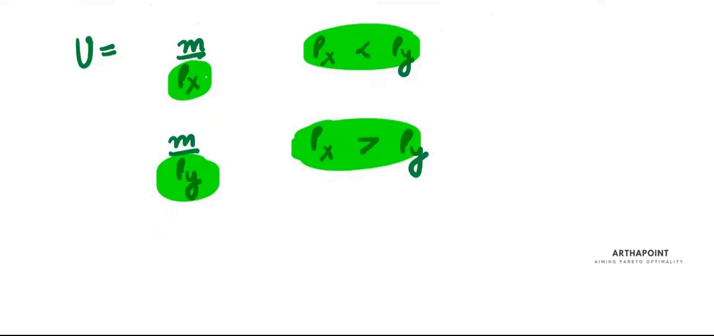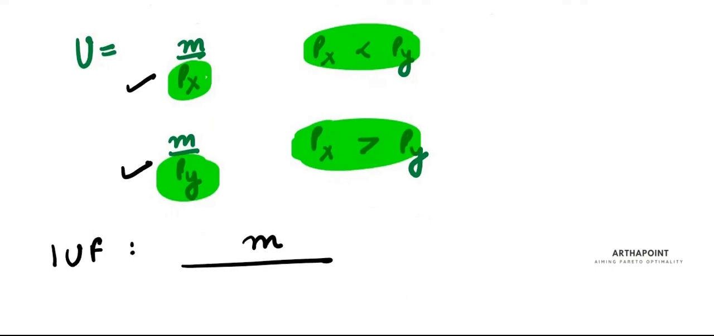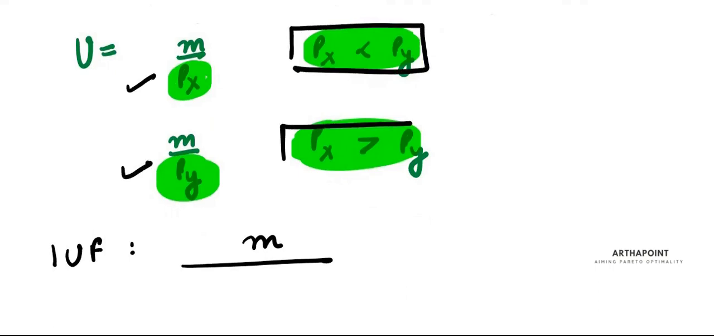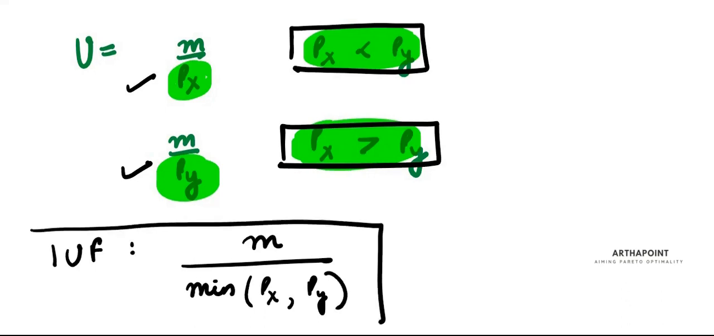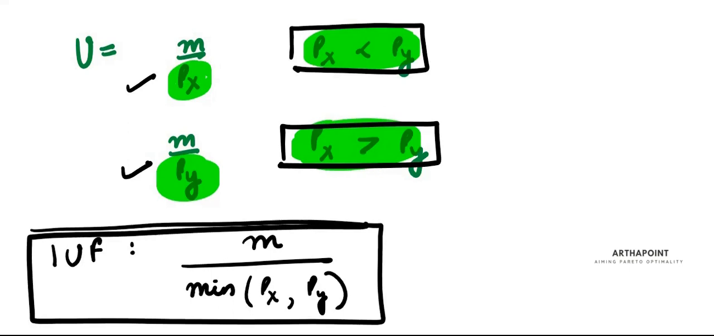Can I go ahead and say that my indirect utility function is M upon what I get in the denominator, which will depend on whichever is minimum, whether Px is less than Py or Py is less than Px. So M upon min of Px comma Py. This indirect utility function takes care of all possible scenarios.